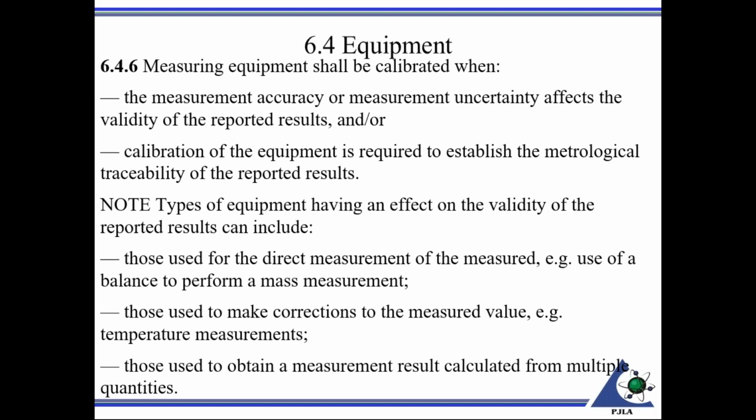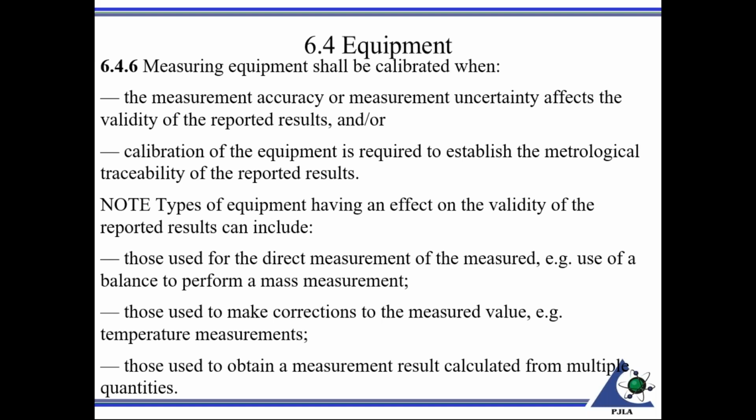So if traceability is needed, of course, you'll have to have the equipment calibrated and assure that it's meeting the requirements, and PJLA's policies if you're accredited with us in PL number 2, and also the section on traceability in 17025. So notes here, notes in the standards, additional information. Types of equipment this would include would be those that are used for direct measurement, for example, use of a balance to perform a mass measurement. Those that are used to make correction to the measured value, perhaps temperature measurements.